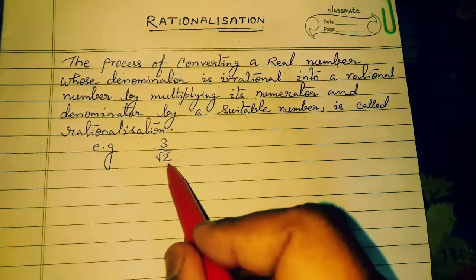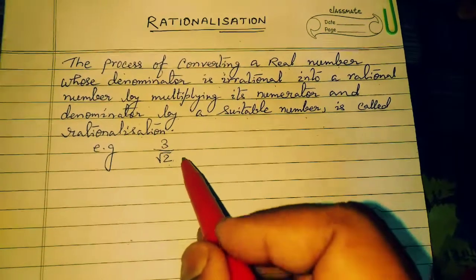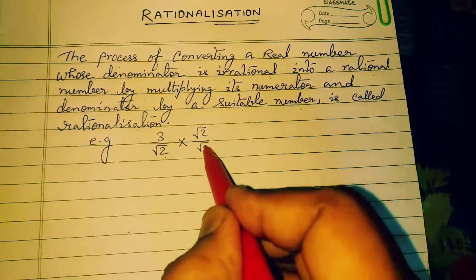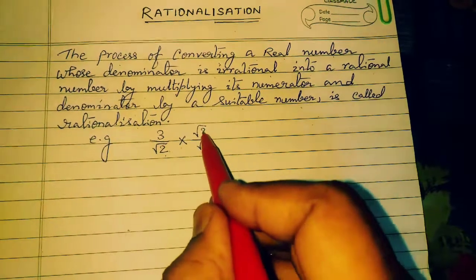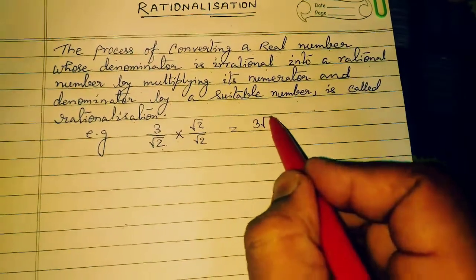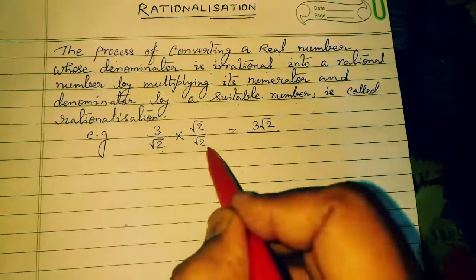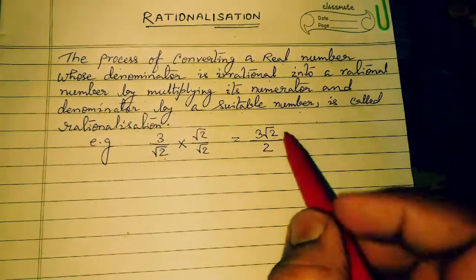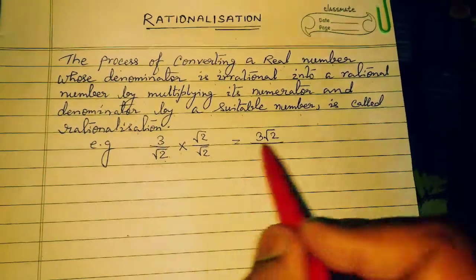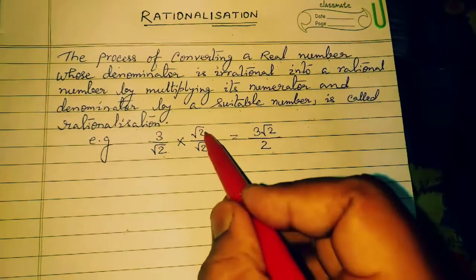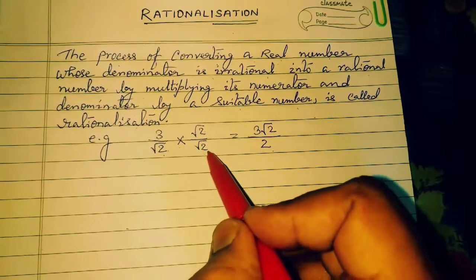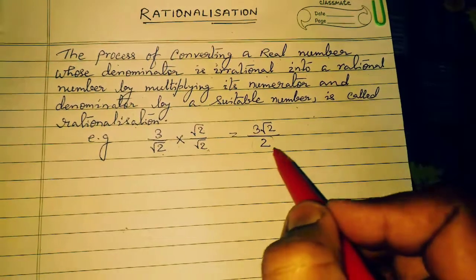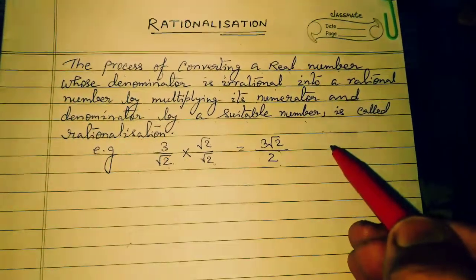Here root 2 is given. We know root 2 multiplied by root 2 is 2. So the numerator and denominator both will be multiplied by root 2. Then it becomes 3 root 2 divided by root 2 into root 2, which is 2. This is what is given in the definition: the process of converting a real number whose denominator is irrational into a rational number by multiplying the numerator and denominator by a suitable number. The suitable number is root 2 here. So we get a denominator that is rational.